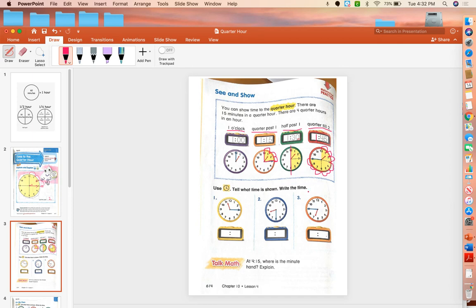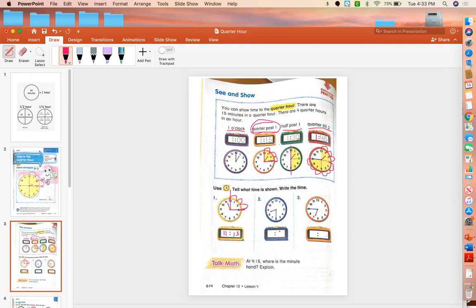Tell what time is shown, write the time. So here we're looking at the hour hand first. The hour hand is in what hour? It should be in the 11 o'clock hour, and then this is pointing to the 3, and we know 5, 10, 15. So right now it is 11:15 on this clock, because we've gone this quarter right here is all gone when we're telling our time.